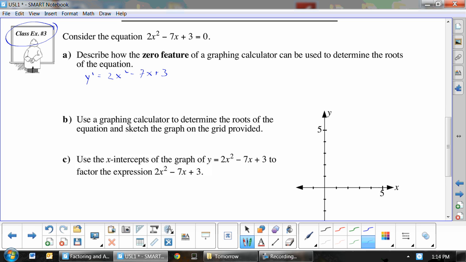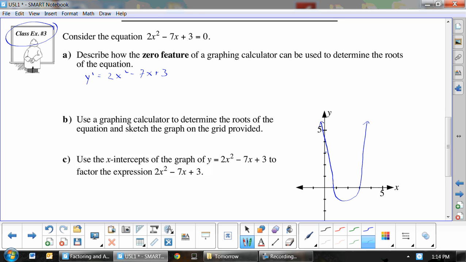In case you had your window set to something else, Zoom 6 just sets it all to the 10 by 10. Okay, so your graph should look something like this. I know I'm no artist, but I'm sure you have a much better picture in front of you. Yeah, HD in real life.